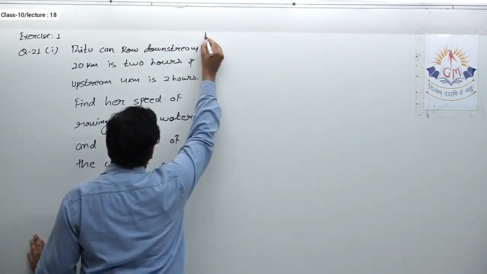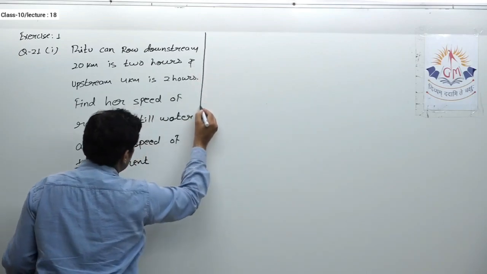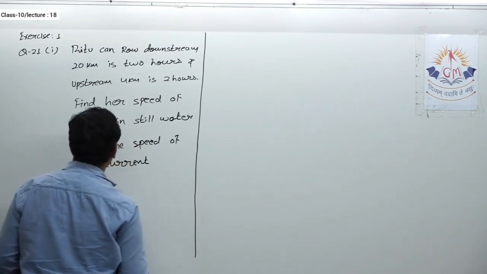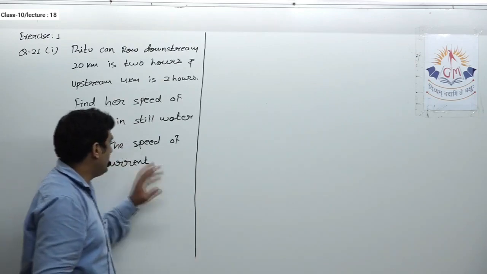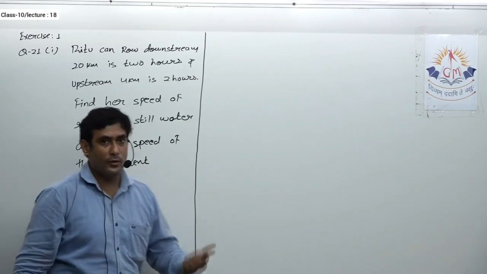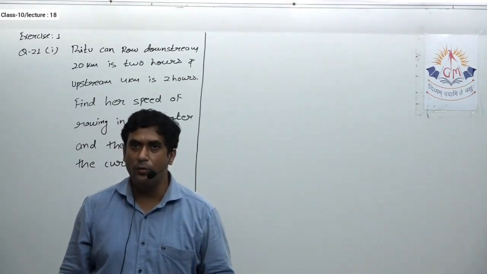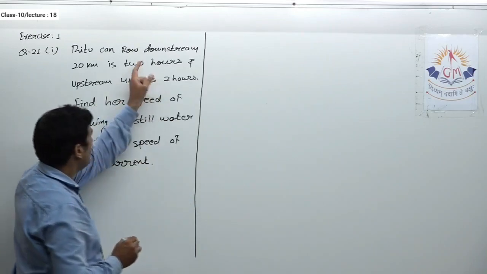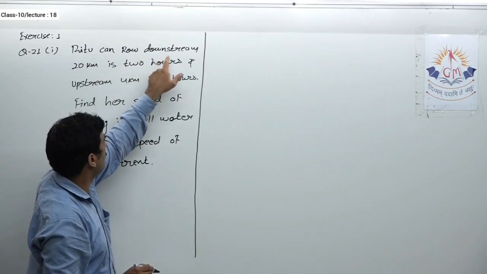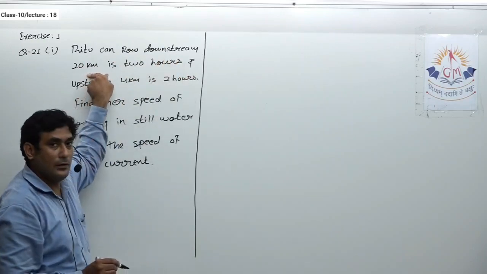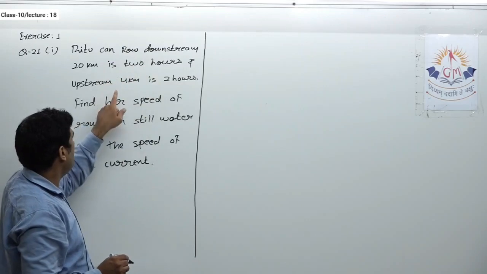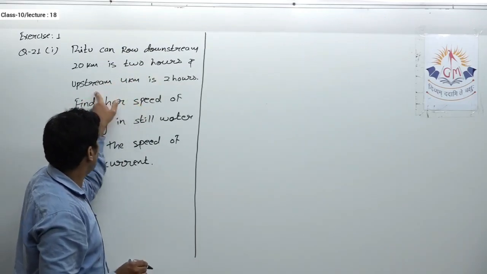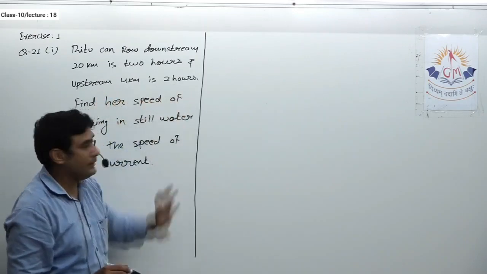We already solved this type of question. Over there I explained what upstream is and what downstream is, and that sometimes they ask the speed of current or speed of river or speed of flow or speed of stream. All are the same thing. Again there are two conditions given. When Ritu is rowing downstream, she covers 20 kilometers in 2 hours, and when she is rowing upstream, she covers 4 kilometers in 2 hours.